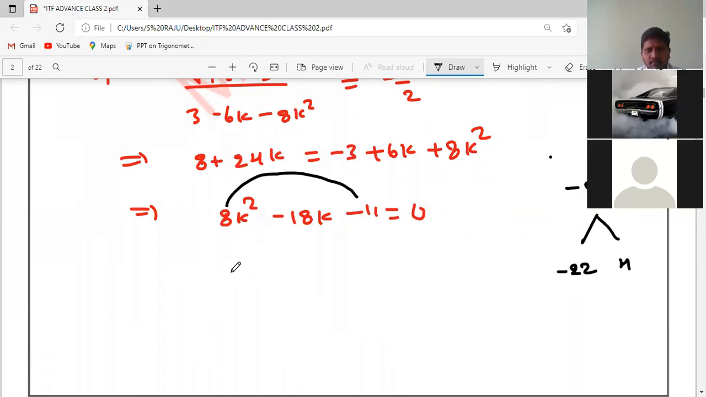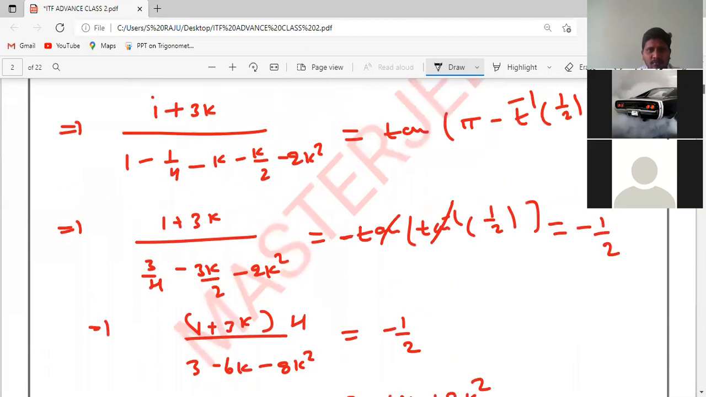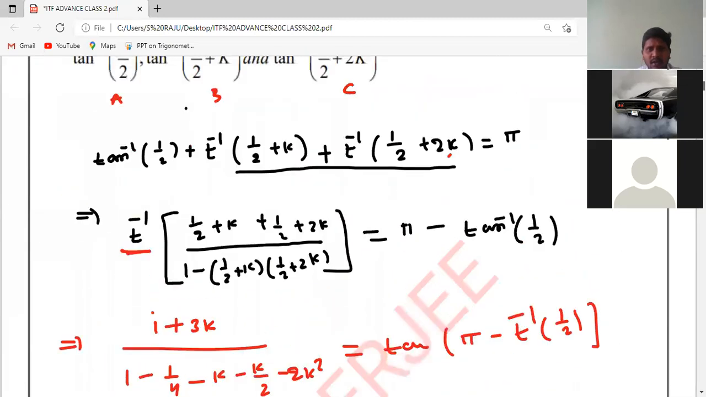So here the k square coefficient is 8. So the 8k values: minus 22 becomes plus 22, and plus 4 becomes minus 4. You know very well, these are the shortcut methods. So k is equal to 11 by 4 when dividing by 2, and k is equal to minus 1 by 2. So here we got a k value as negative.